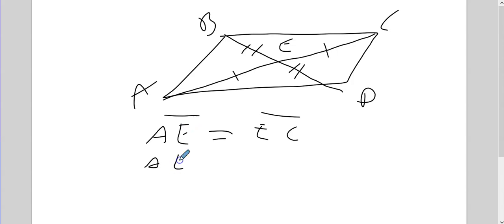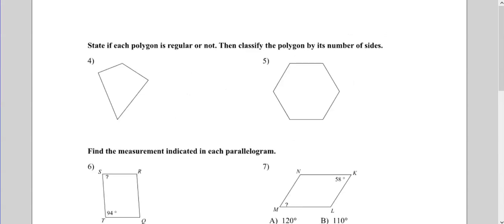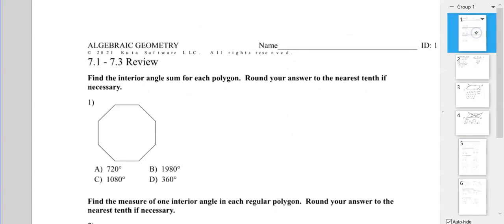Also, that means AE plus EC equals AC, the whole thing. This piece plus this piece equals the entire line there. This piece plus this piece equals that line, the total. So you can apply that to the problems we're going to be doing. Whoops, where'd the first page go? Oh. Okay, that was supposed to be in the beginning, but oh well.